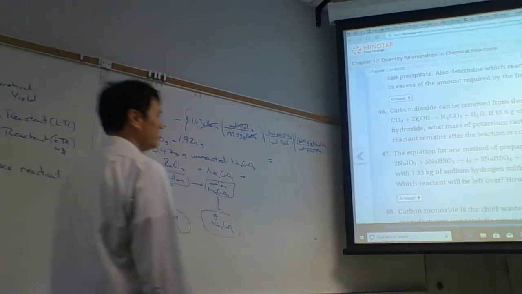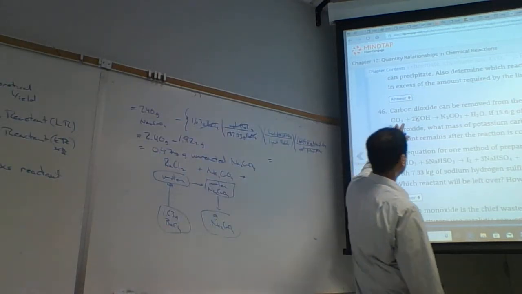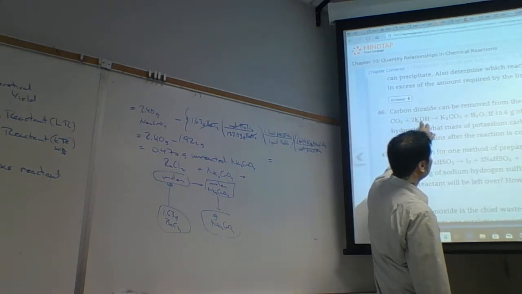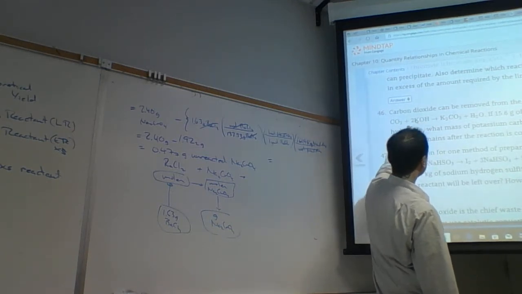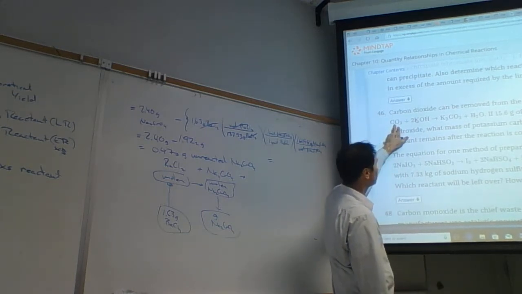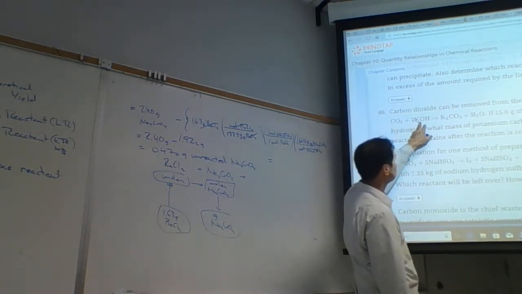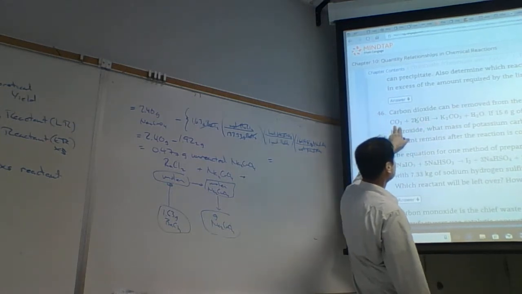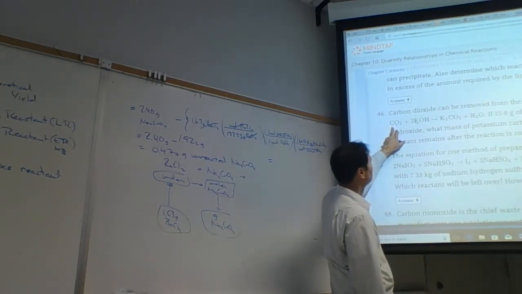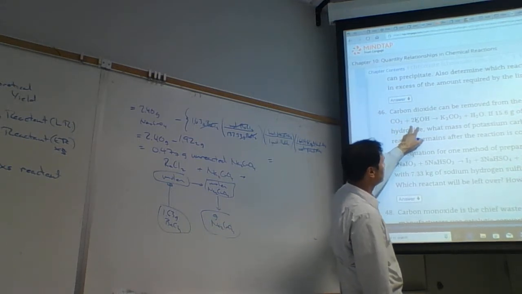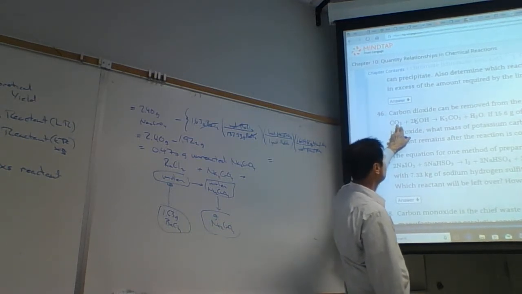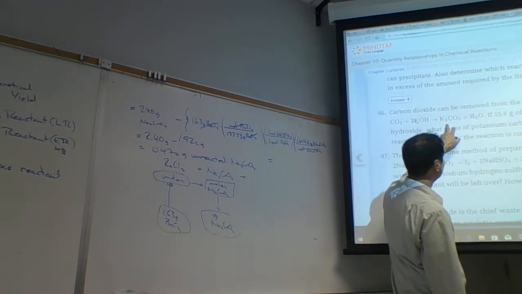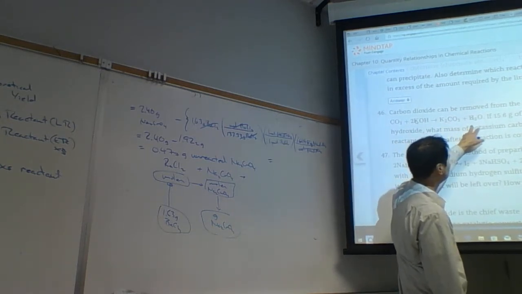This is an example of a Lewis acid-base reaction. Carbon dioxide can be removed from the air by reaction with potassium hydroxide. So carbon dioxide is what we call a Lewis acid. Potassium hydroxide is the Lewis base. It's also a Bronsted base. Carbon dioxide is not a Bronsted acid. And so this is a Lewis acid-base type reaction. And the CO2 reacts with KOH to form potassium carbonate and water.